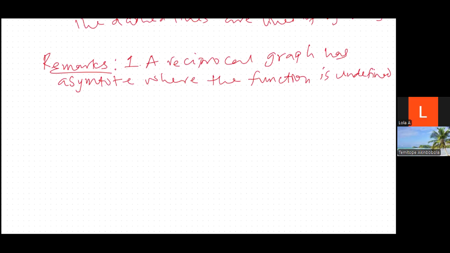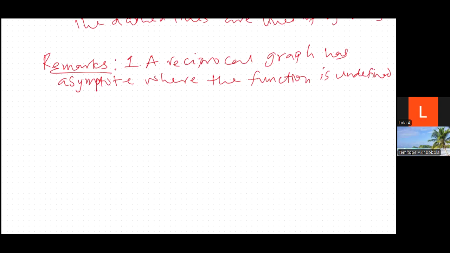Yes, so it's A-S-Y-M. Is that T or P? The asymptote, T-O-T-E. A-S-Y-M, oh, there should be a P here. Yeah. So asymptotic, asymptote. You are saying the same thing.